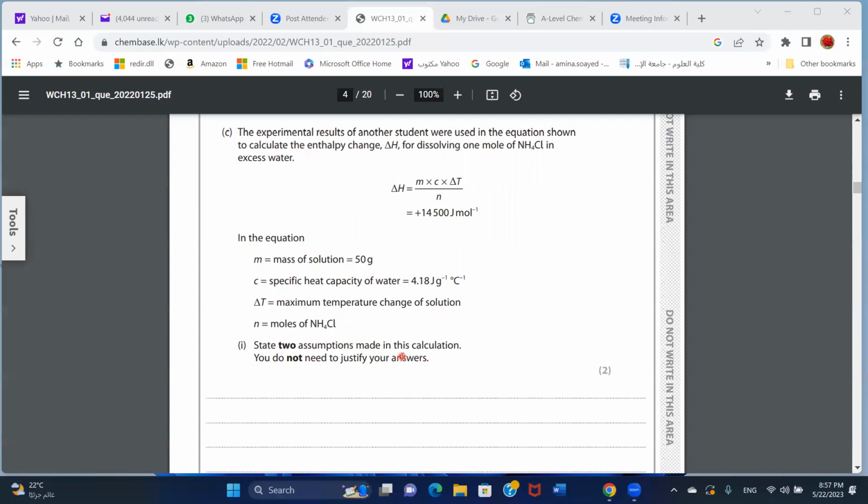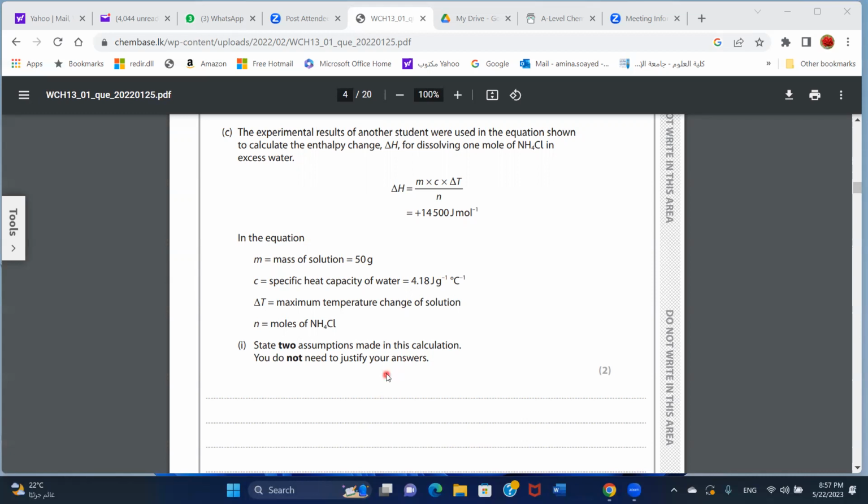The first assumption is that the specific heat capacity of water is equal to the specific heat capacity of the solution. Yes, excellent. What else? And the second, I think the density. Yes, you're assuming the density is 1 gram per centimeter cube. Yes, Rodina, excellent.